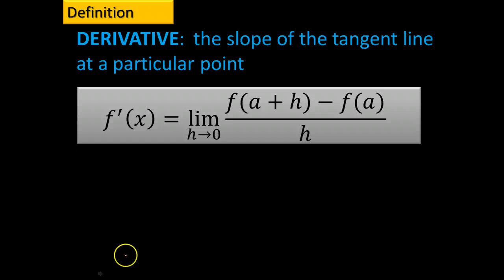Okay, so now we're ready for the definition of derivative. The derivative is nothing more than the slope of the tangent line at a particular point. So this right here is going to be how we're going to define derivative. And the notation of derivative is f prime. This little prime means the derivative of the function f. And that's going to be the limit as h approaches 0 of f of a plus h minus f of a all over h, just like we've always done in the past. That should look very, very familiar to you.